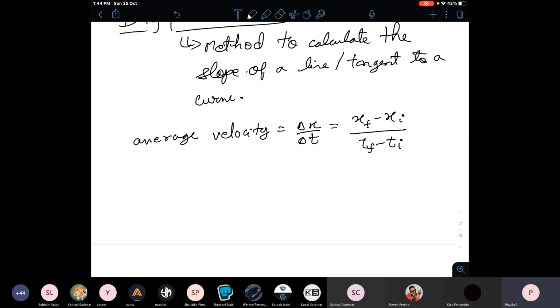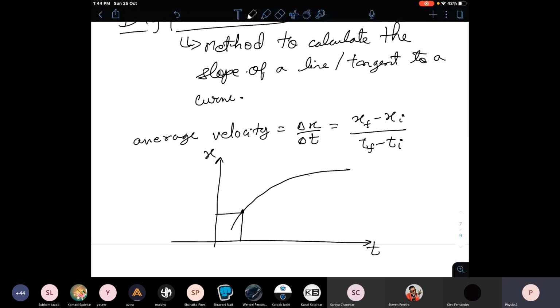Now suppose we have a graph of x versus t. Let the graph of x versus t be like this. It doesn't matter. Now someone asks you what is the average velocity of the particle from t1 seconds to t2 seconds. So this is x1. Correspondingly, at t2 it is at x2. Try to understand the meaning of x1 and x2.